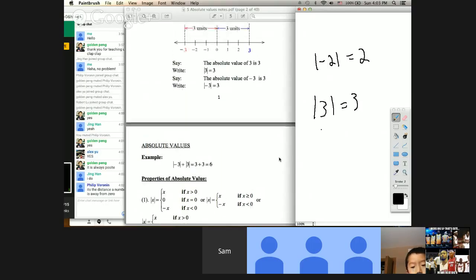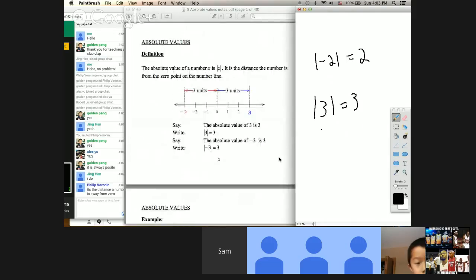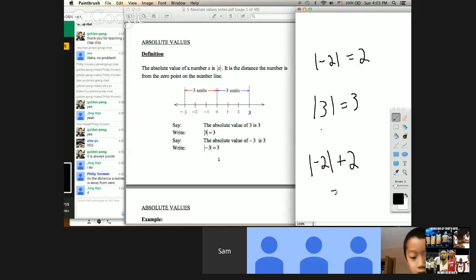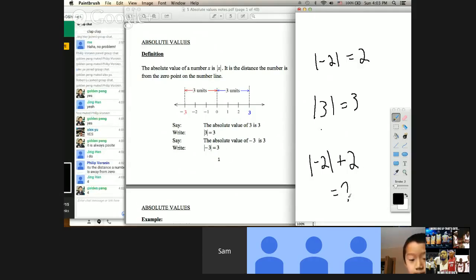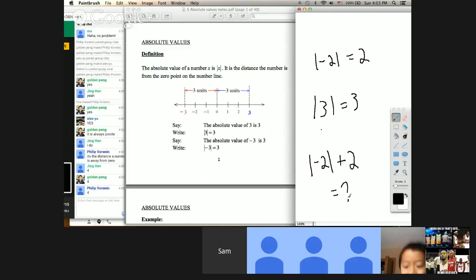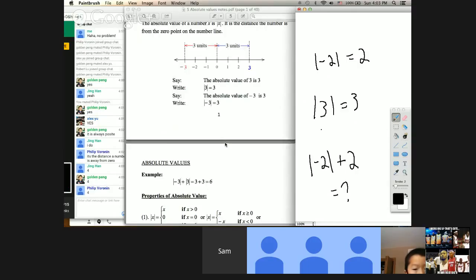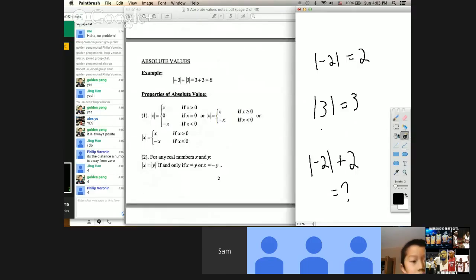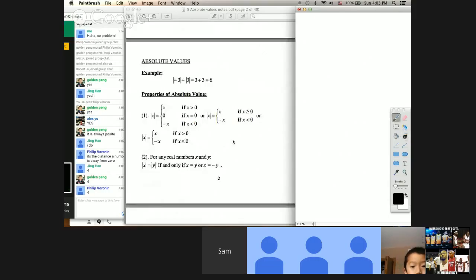So for example, what is the value of the absolute value of -2, plus 2? So what does that equal? Right, should be relatively simple. It's just 2 plus 2 equals 4. Okay, so here are some properties that help you solve this.